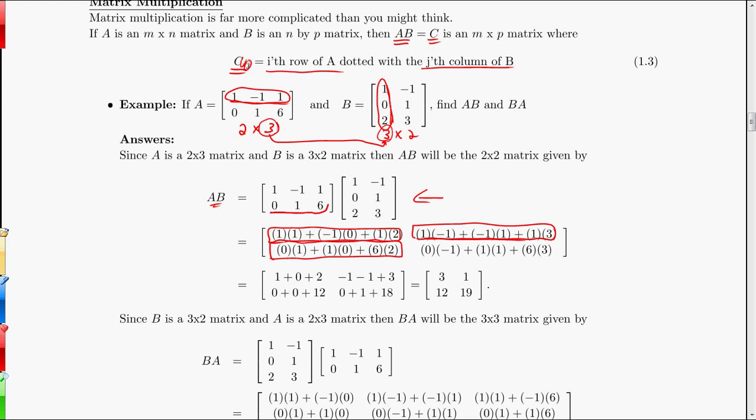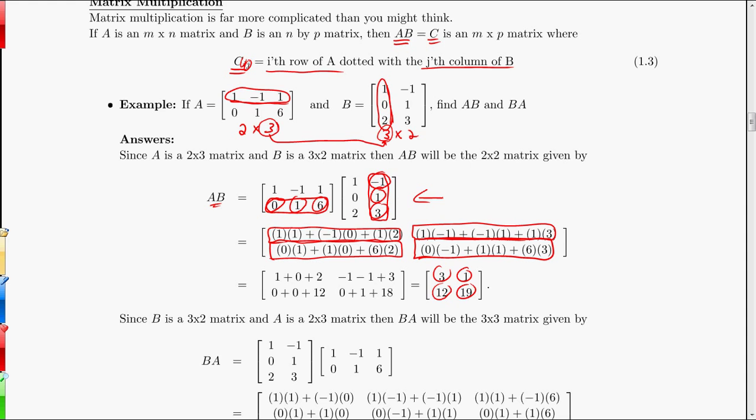Now if I want second row, second column, I take the second row in A and dot it with the second column in B. So that's 0 times negative 1 plus 1 times 1 plus 6 times 3. That gives me my second row, second column. And once you do all the math, you get 3, 1, 12, 9.